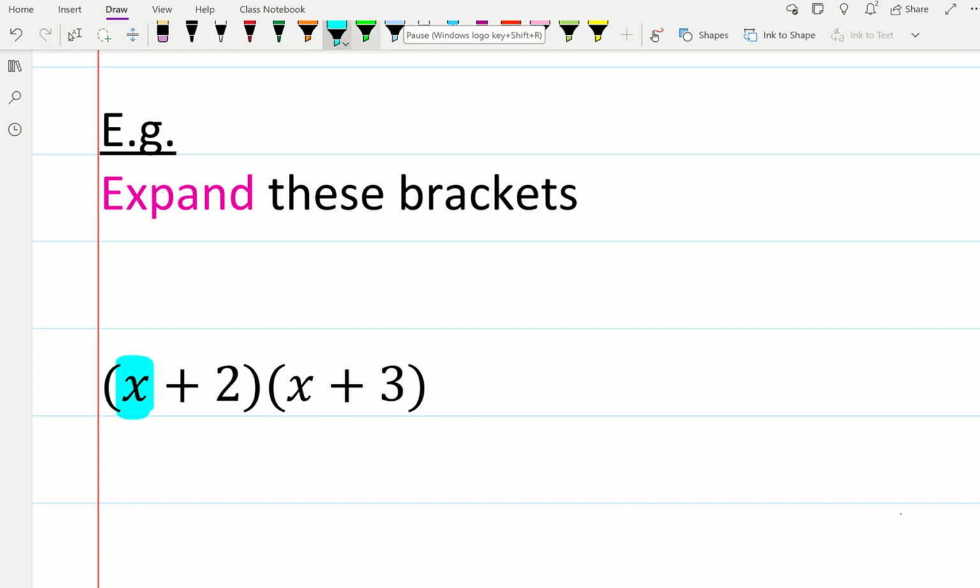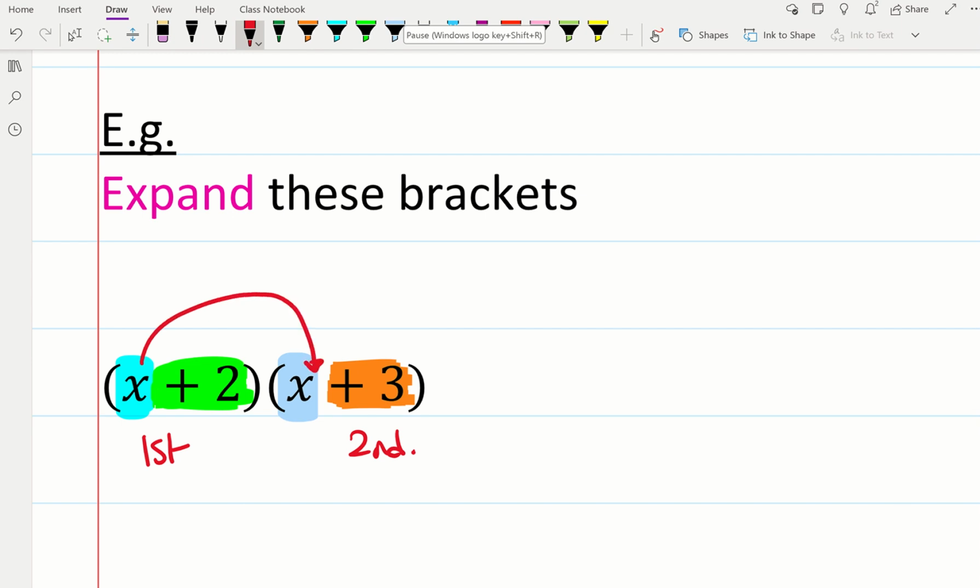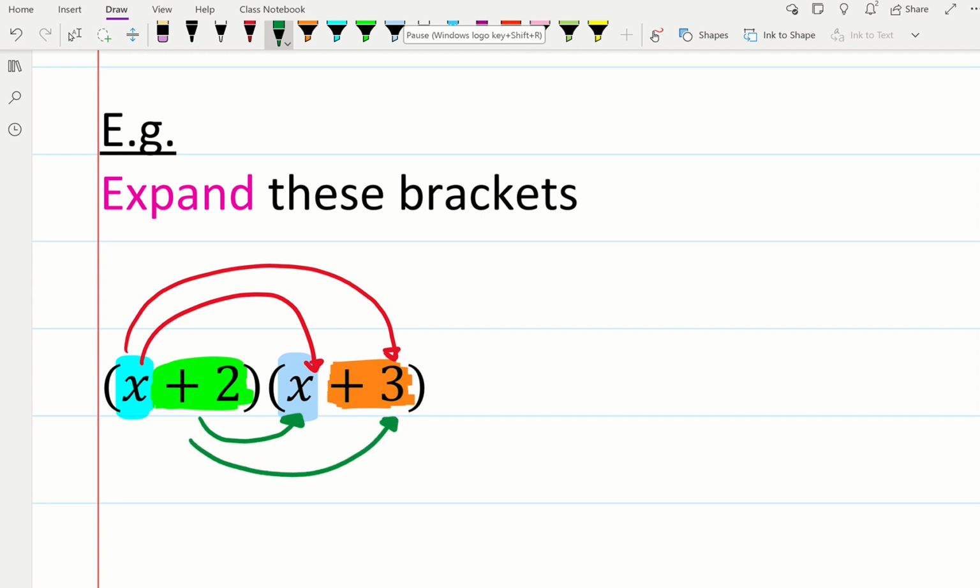You have x, and I'm very deliberate, I include the sign. This is a +2, it's a positive number. And I have this x, and I have that +3, and I'm highlighting the plus deliberately. Everything in the first bracket, that's the first bracket, that's the second bracket, has to be multiplied together. So x times x, x times 3. So this x has to be multiplied by everything in the second bracket. And then this 2 times x, 2 times 3.